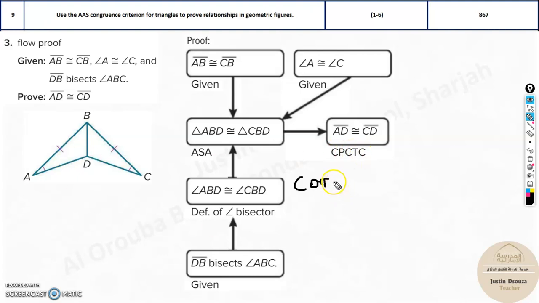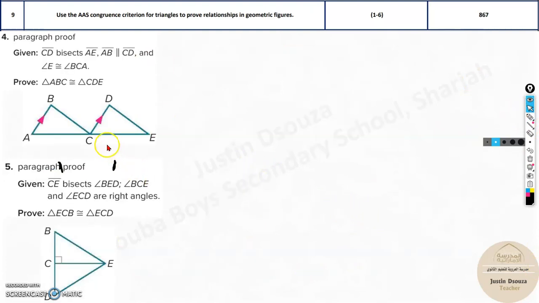Corresponding means, now imagine these two triangles are congruent. You should see the corresponding parts. If I take this side AD, the corresponding side is DC. Anyhow, AD and DC are the corresponding sides. Because these are corresponding parts of congruent triangles, they are always congruent. Lots of information. Please take your time with these videos, because they're all paragraph proofs.